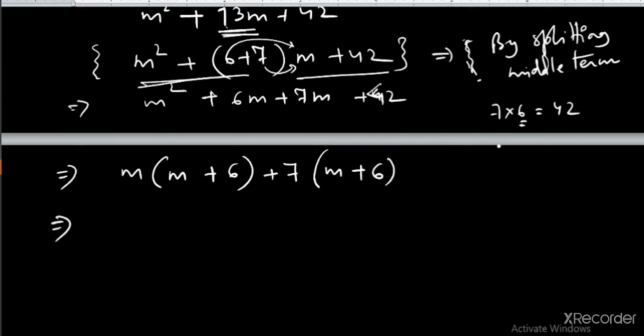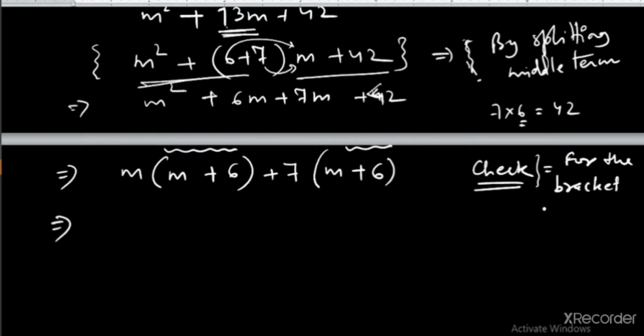There is one check. How to check? What to check? You can simply check by looking at this bracket. Just check whether the brackets are equal or not. You will see here brackets are equal. See, here also you are getting the same m plus 6. Here also you are getting the same m plus 6. The result inside the bracket is the same. That is your check. Check for the brackets.